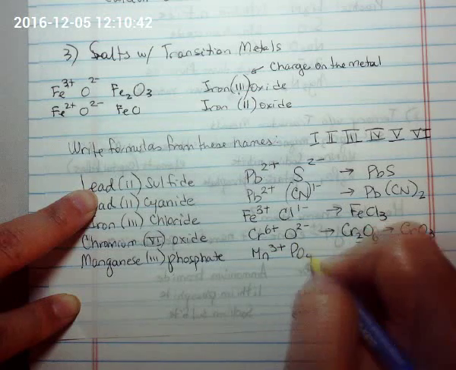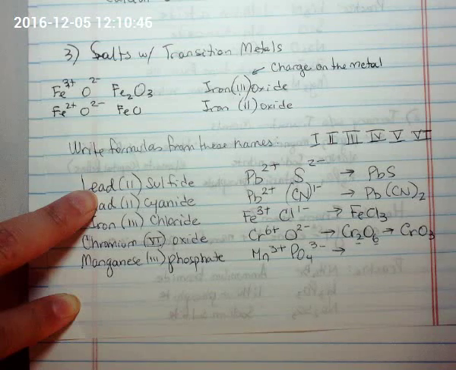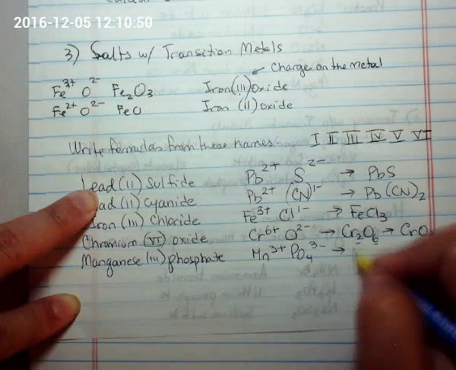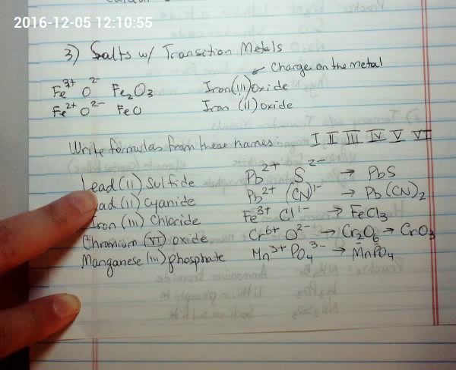PO4, 3 minus. All right, crisscross, what do you get? MnPO4. How come? Because the charges cancel out, just shove your letters together.